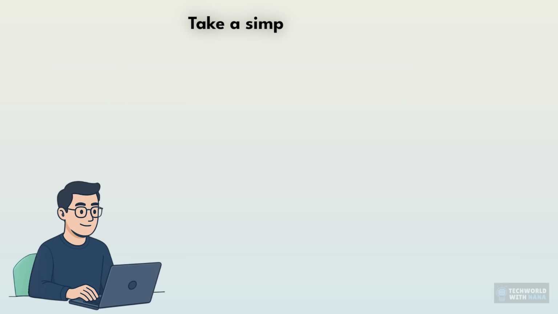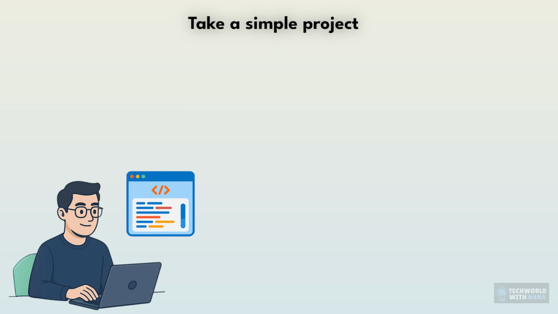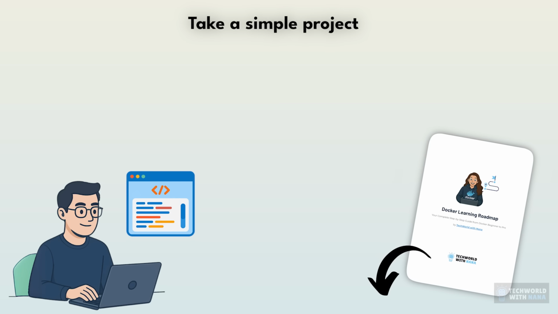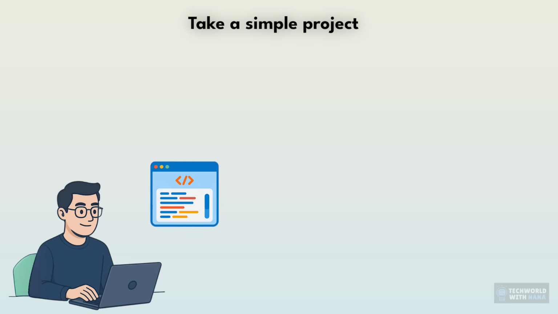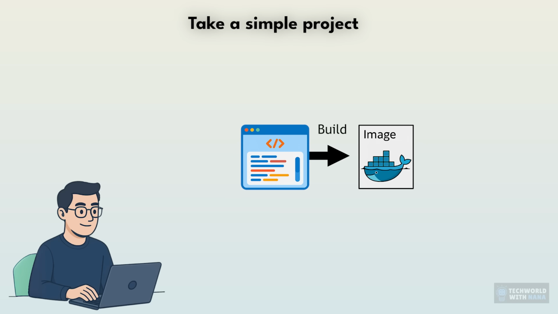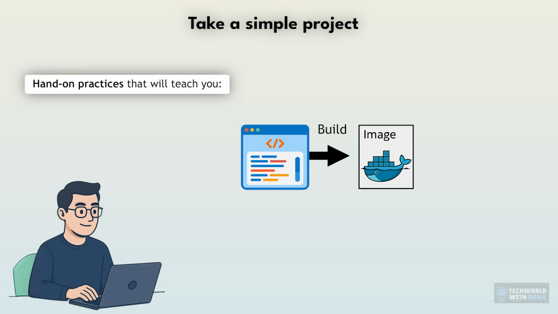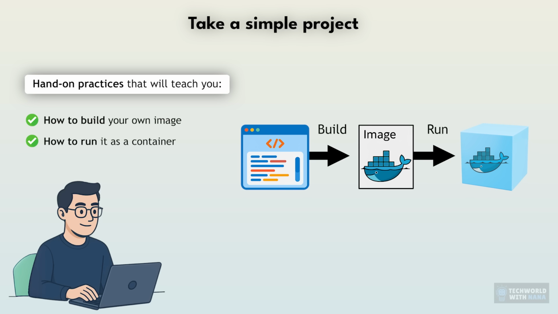I actually recommend taking a simple project like the one that I have linked in the accompanying PDF. So you can take that one if you want and just fork the repository. It's a basic web application and you can go ahead and containerize it. And this will give you hands-on practice of how to actually build your own image from your own application and run it as a container, which will be another important fundamental part of learning Docker concepts in practice.